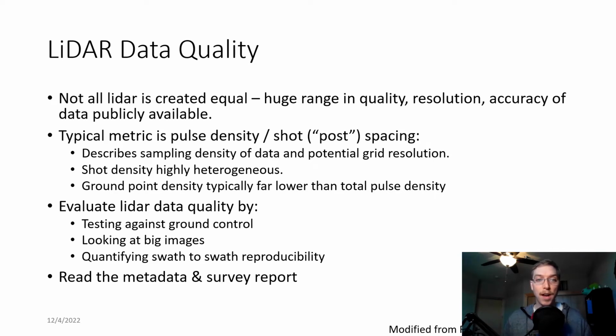And we typically evaluate LiDAR data quality by testing it against ground control, like GNSS systems or other things that are operating continuously, looking at big images and quantifying swath-to-swath reproducibility. So as you're flying back and forth, for example, making sure that the data sets you've collected are lining up the right way. And then we can read the metadata and survey reports to get a better idea of what the error or uncertainty estimates should be. And that's something that I highly recommend doing: if you're going to use LiDAR, understand the uncertainty that comes with it. You can find that in the survey and metadata reports very easily.